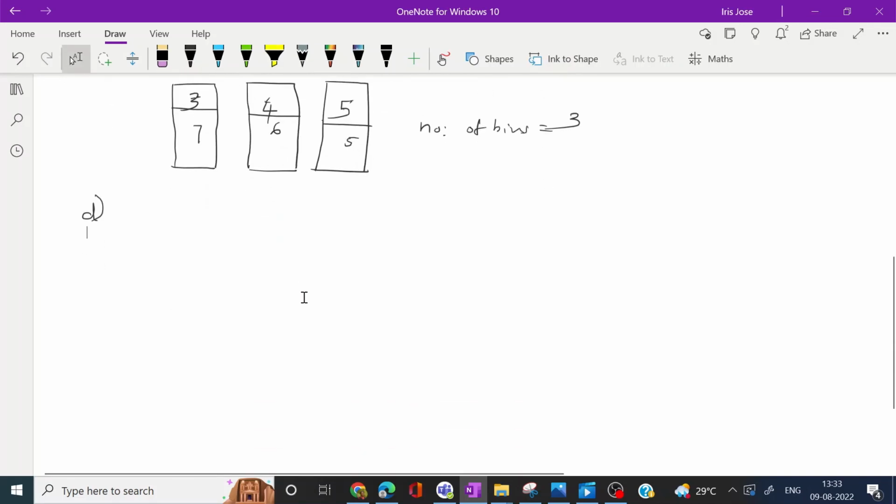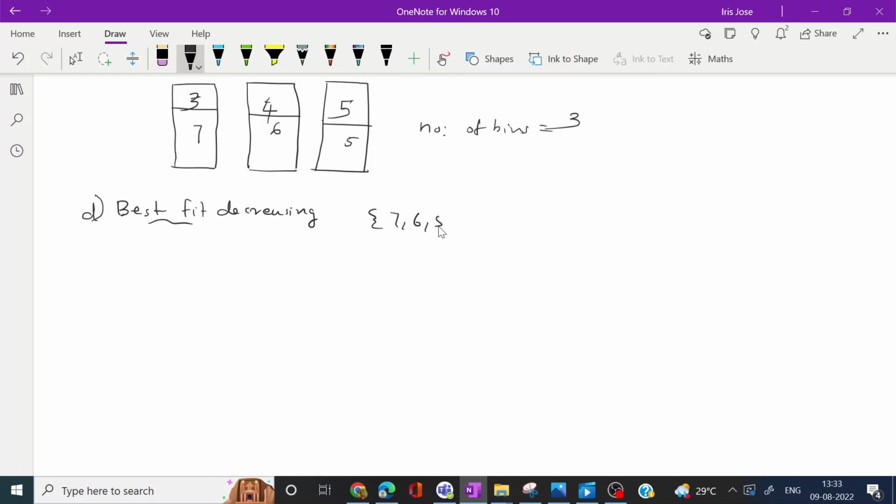First fit decreasing. Similarly, we can see the best fit decreasing method. In best fit decreasing, again we have to sort the weights in decreasing order. After that, apply the best fit. So the decreasing order is again 7, 6, 5, 5, 4, 3. Then we'll be placing the items into the bins according to the best fit strategy.